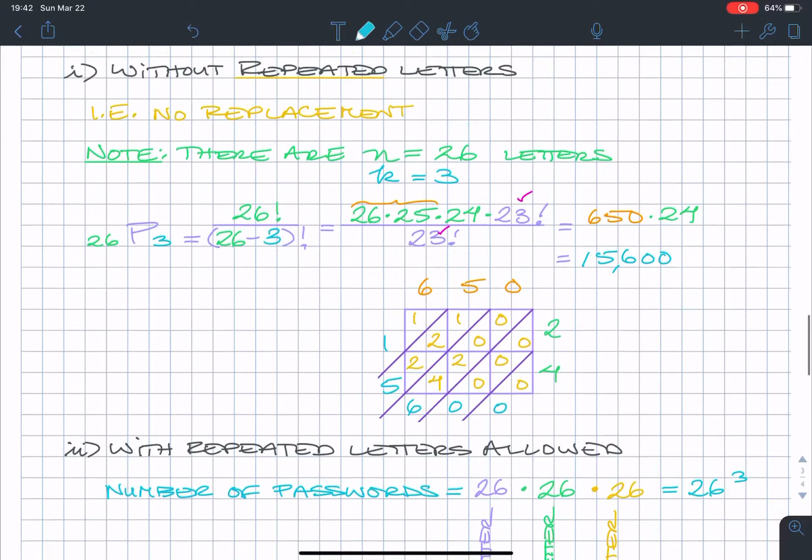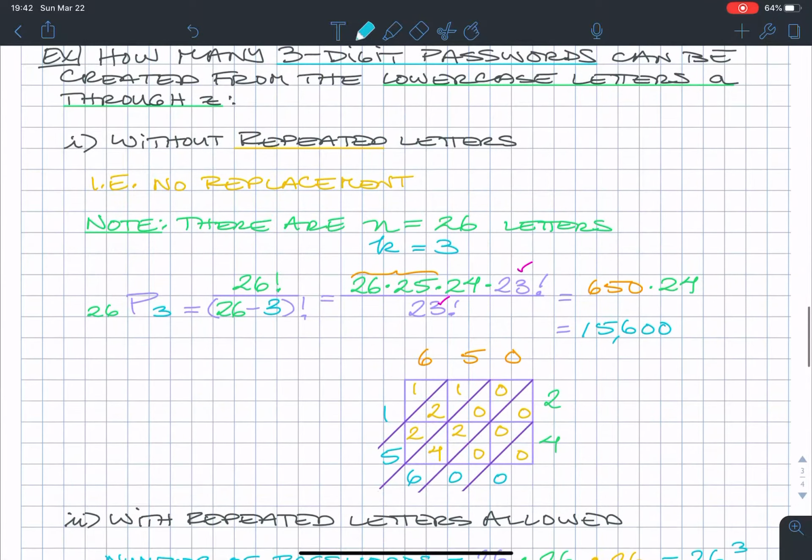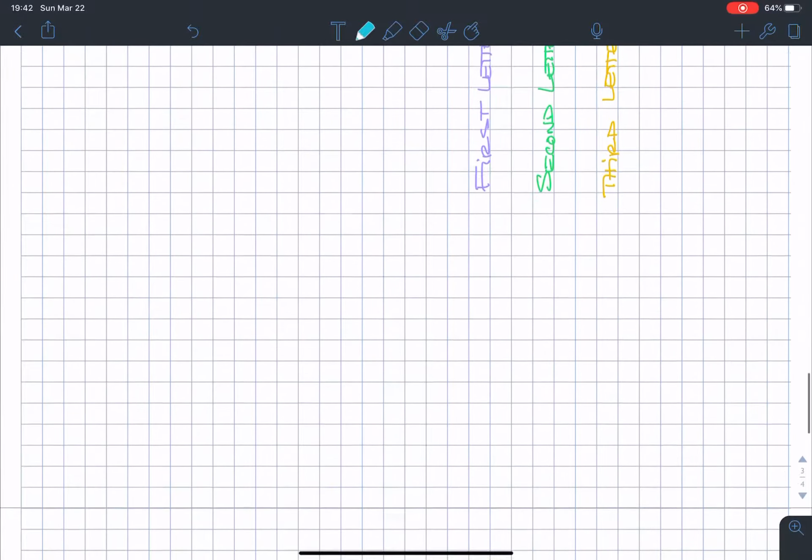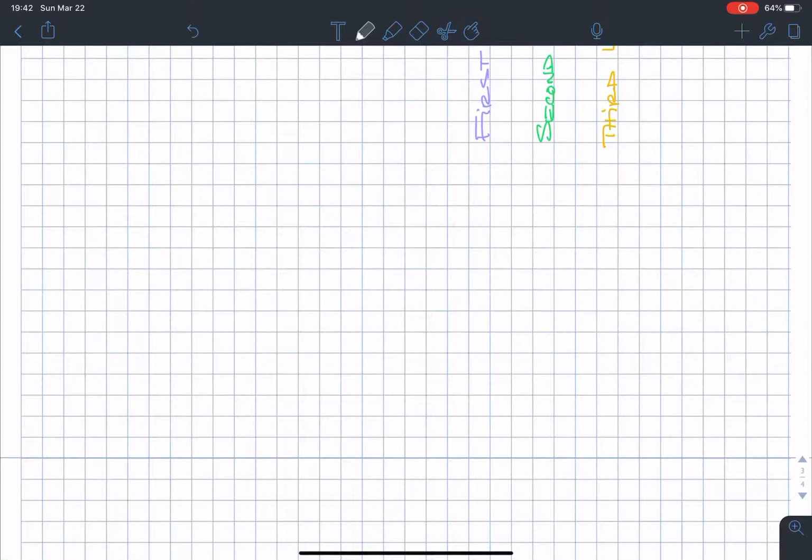Notice that's not a permutation. Permutation takes away each letter that's been used, right? Okay, so let's do another example. How much room do I have? So for example, this is a brand new example.